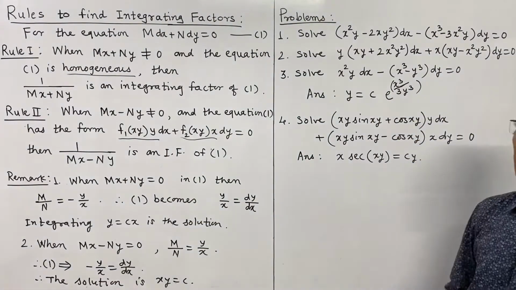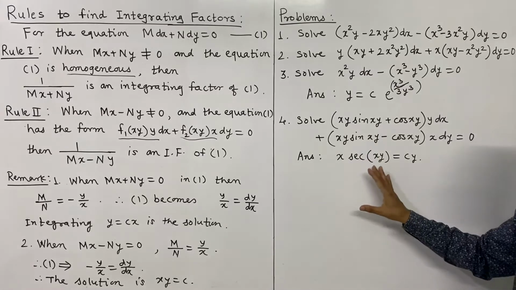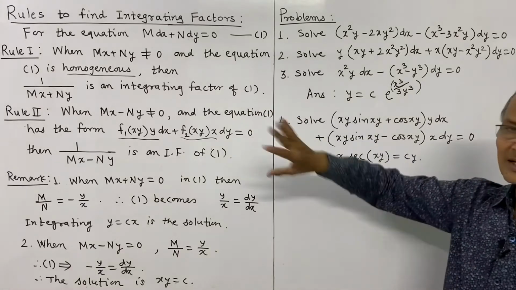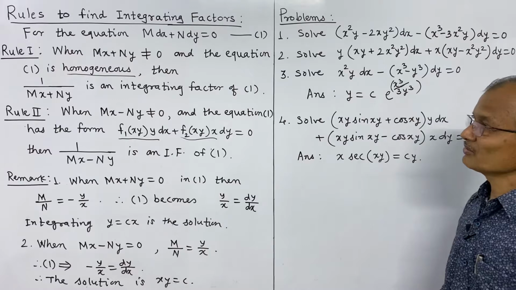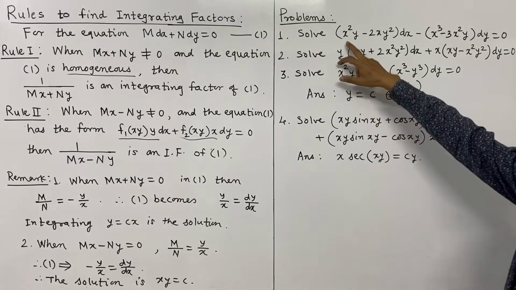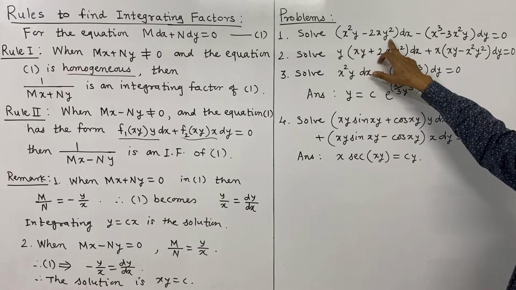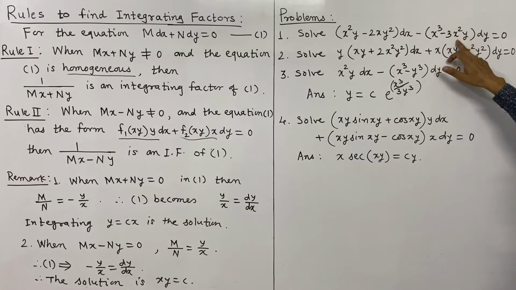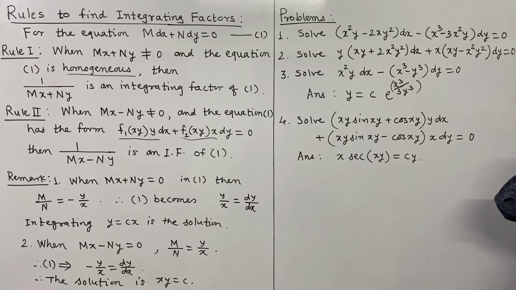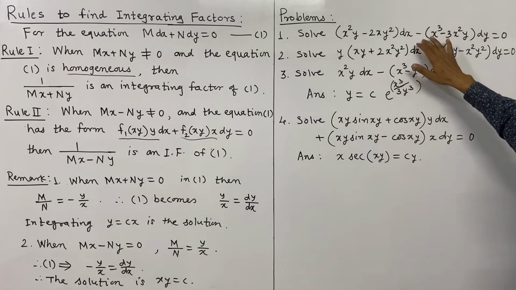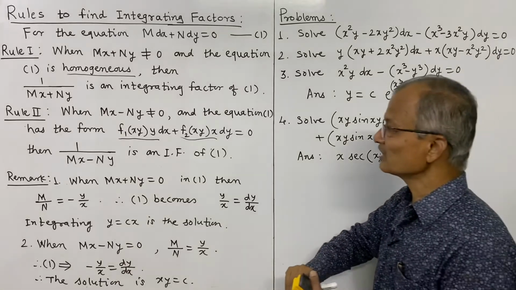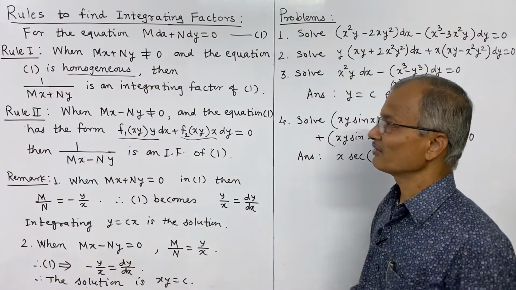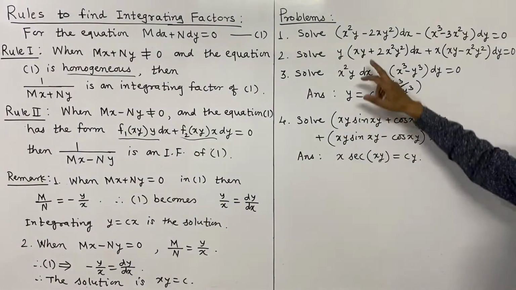Now I have written some problems here which we will solve using the first and second rule. Now you see the first problem: solve (x square y minus 2x y square) dx minus (x cube minus 3x square y) dy is equal to 0. Now it is clear that this equation is either homogeneous or of this form, and we can see this equation is homogeneous.